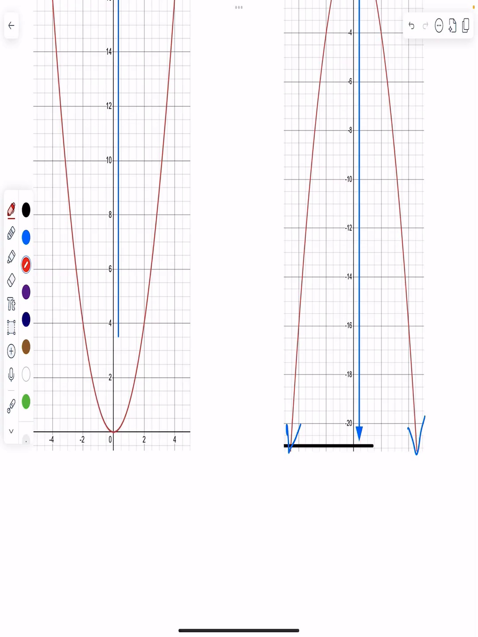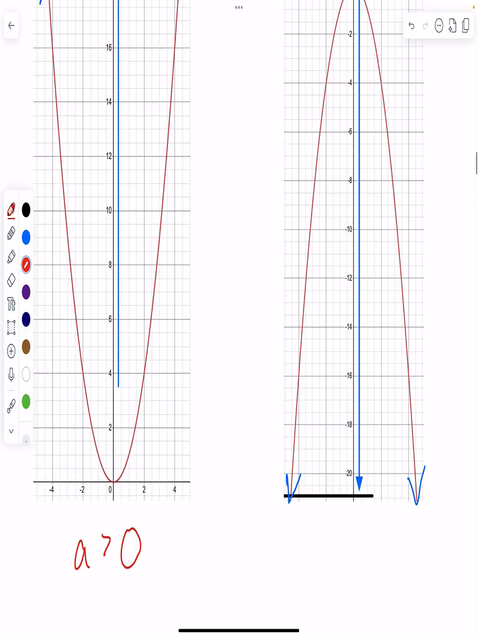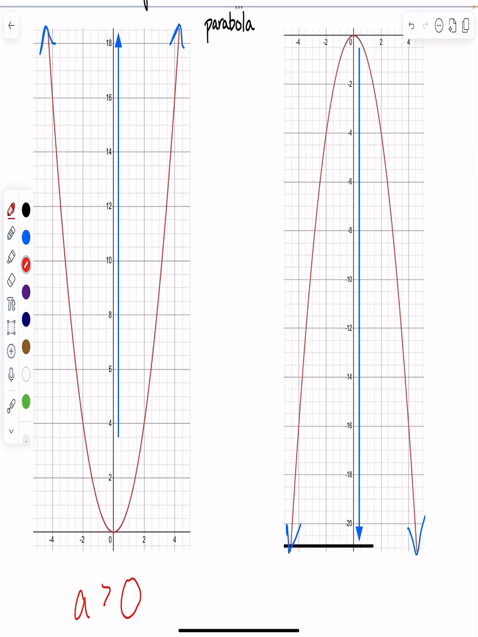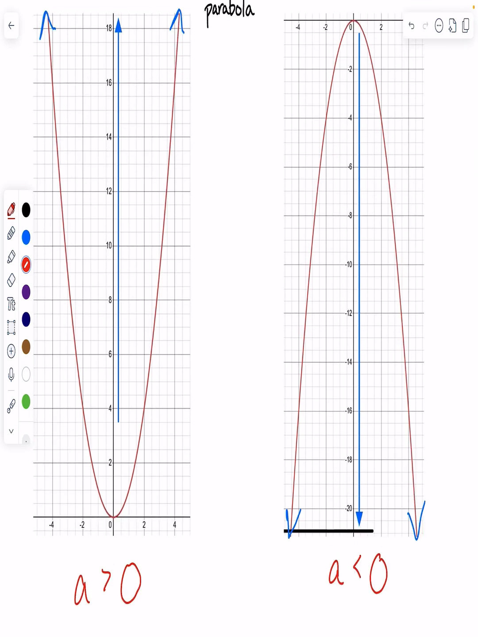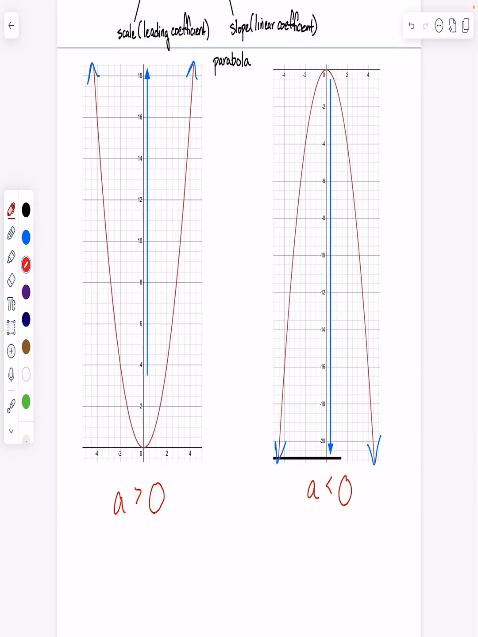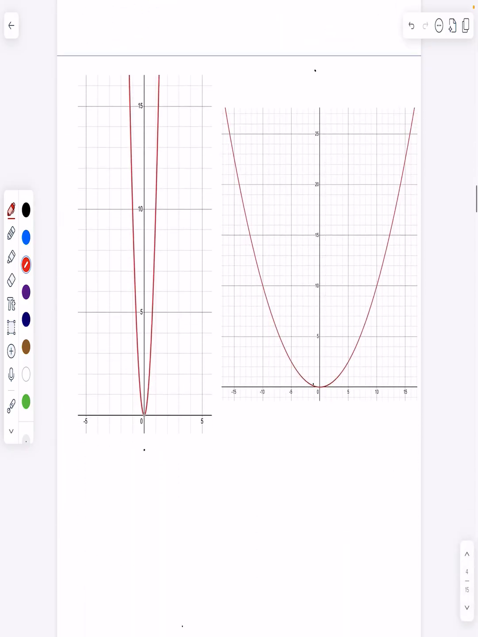So if your a value is greater than 0, then your function will have a positive end behavior. So basically, if your a value is positive, and if your a value is negative, less than 0, then you will have a negative end behavior. So those two aspects have a direct relationship. So let's move on to some other characteristics of quadratics.